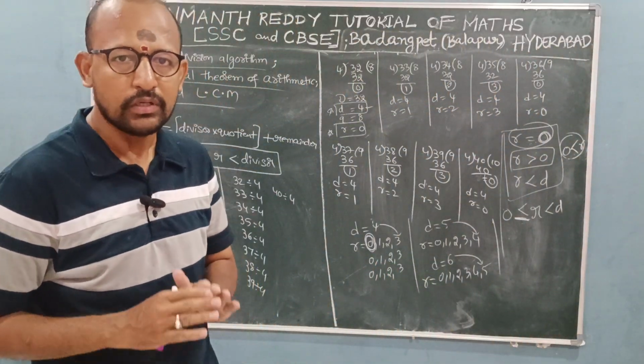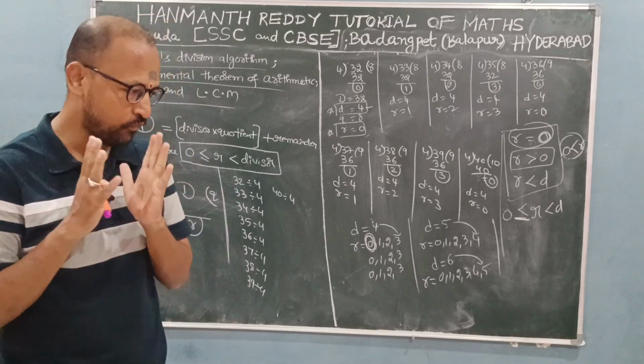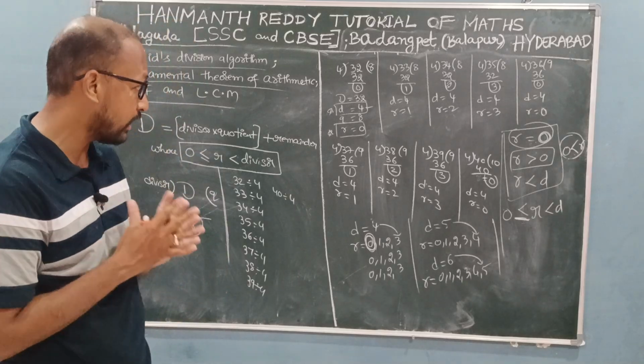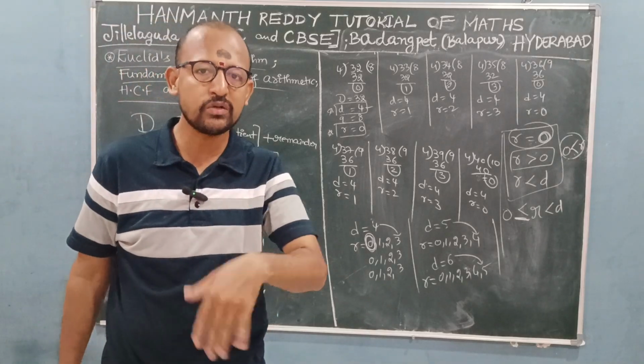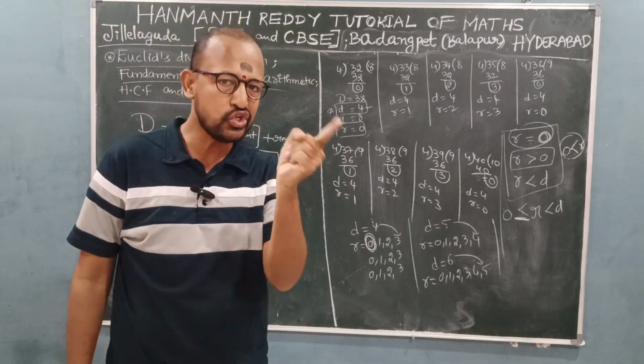I hope this is very clear for you. If the divisor is 10, the possible remainders can be from 0 to 9.